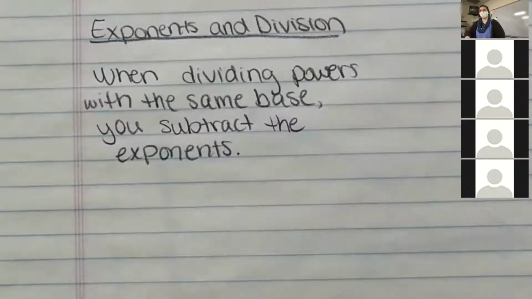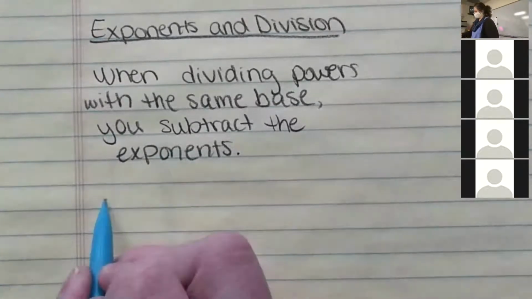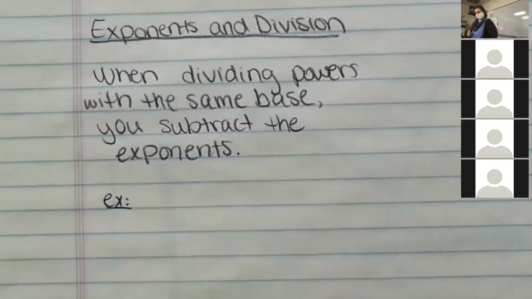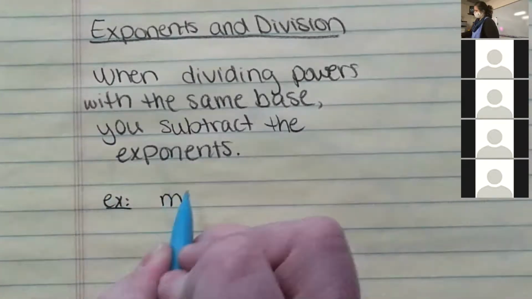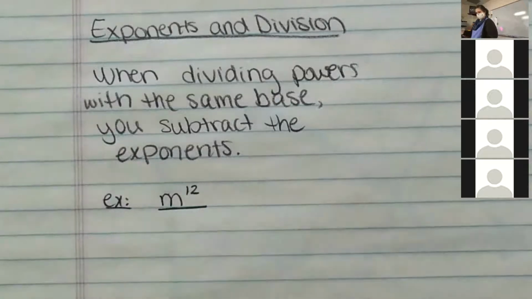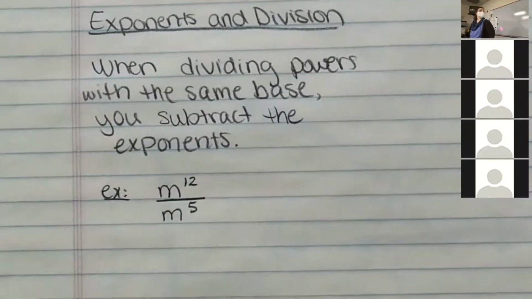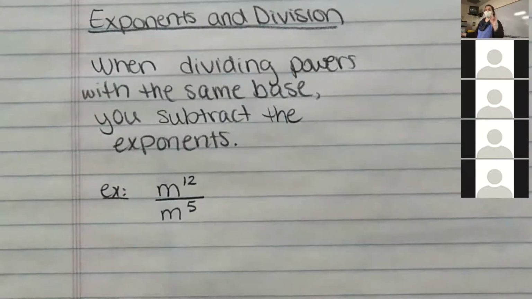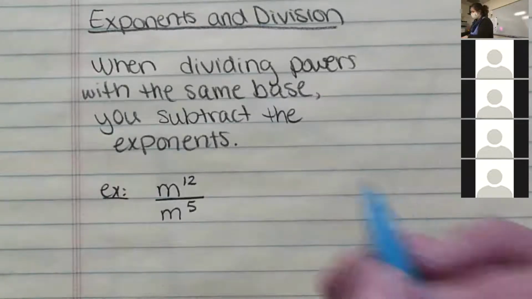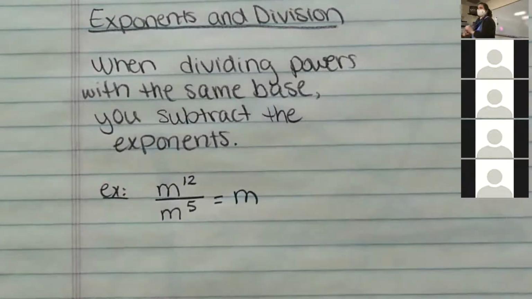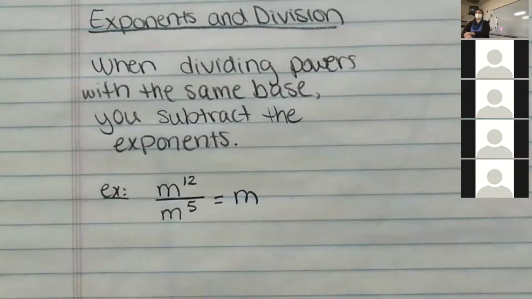I'm gonna do some examples. Let's say we have m to the 12th divided by m to the 5th. Okay, you have to check. They have to be the same base, just like yesterday. That was very important. Do they both have the same base? Yes. What is my base? M. Don't change that. Subtract the exponents, so top minus the bottom. What's 12 minus 5? 7.